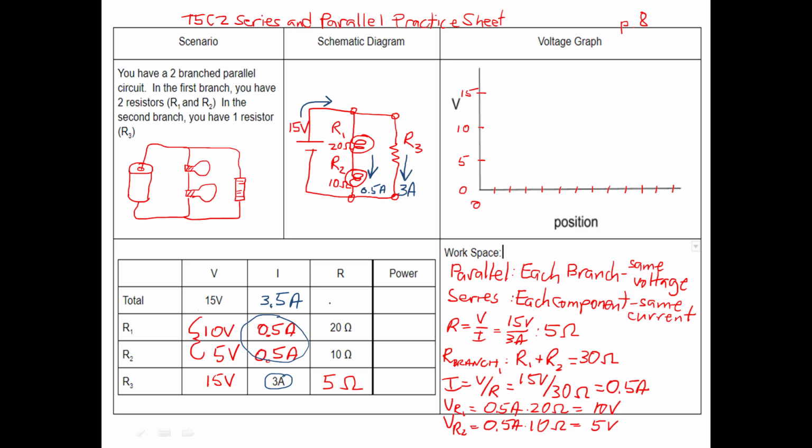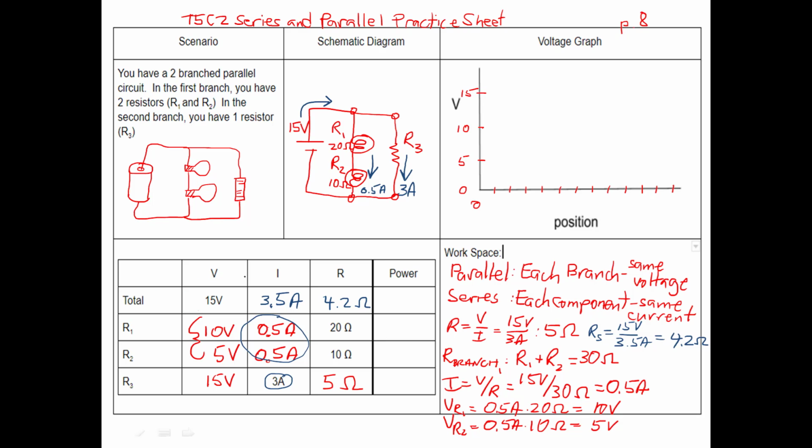Let's go and figure out what that equivalent resistance is. We can use that value R equals V over I. Let's do a quick calculation on that. The resistance of the circuit is 15 volts divided by 3.5 amps, which equals about 4.2 ohms. Let's go ahead and do our power calculations.